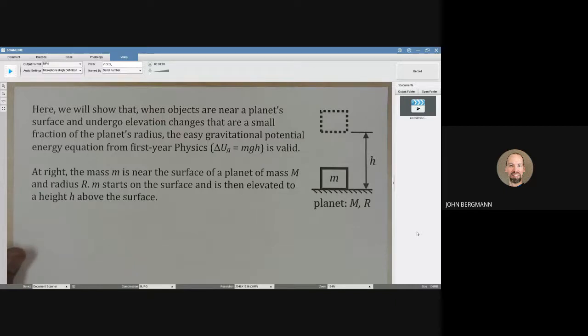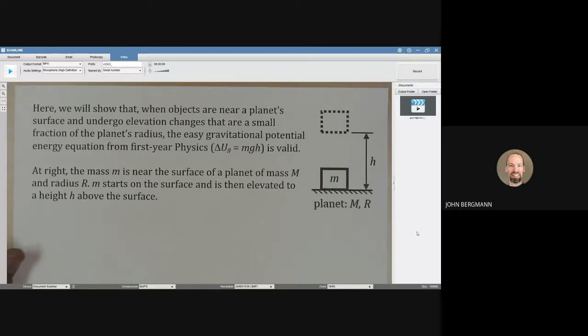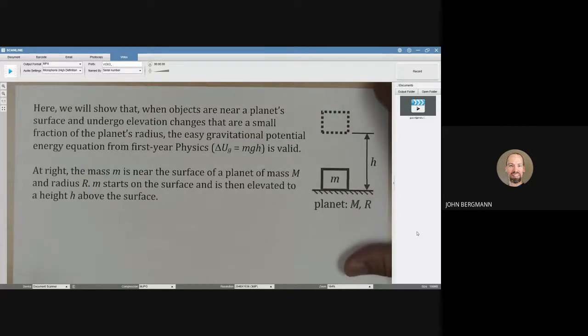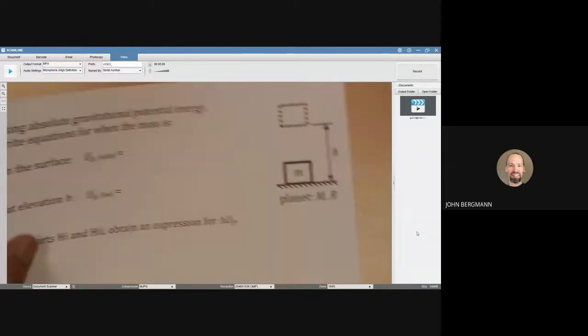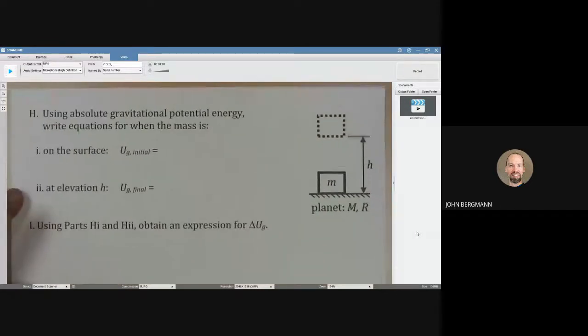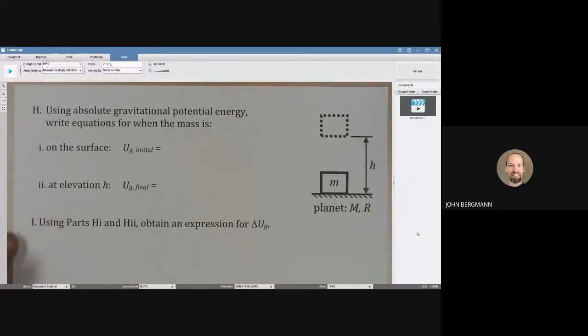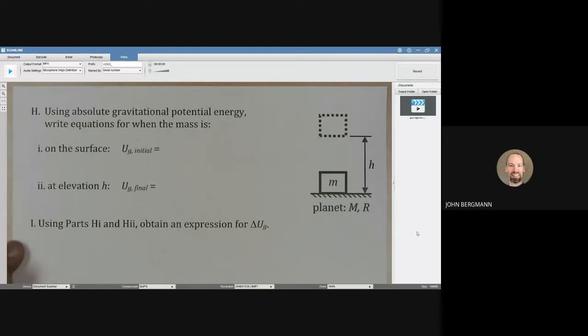At right, the mass m is near the surface of a planet of mass big M and radius big R. Little m starts on the surface and is then elevated to a height h above the surface. So that is what's happening here. And we're going to hopefully prove to you that if you're close to the surface of a planet, the equation for calculating change in gravitational potential energy is that real easy one, m times g times delta h.